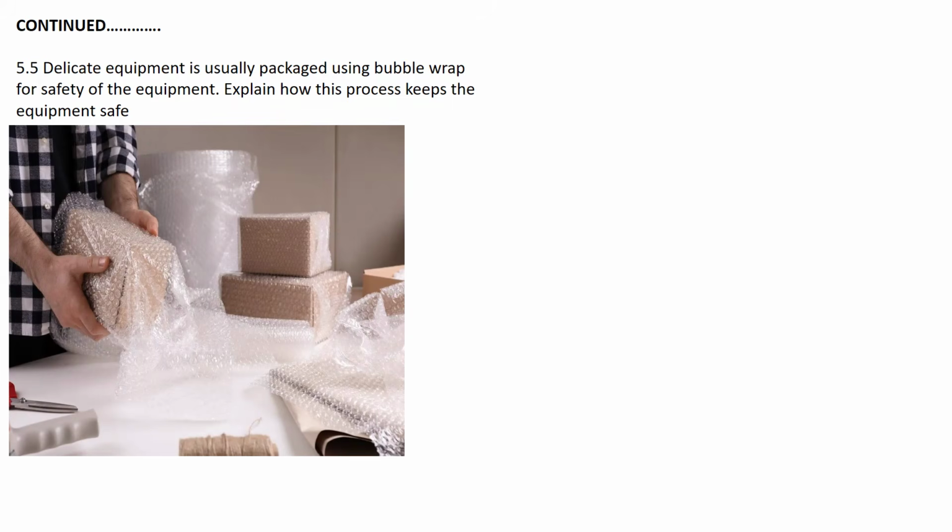Now, here's question 5.5. Delicate equipment is usually packaged using bubble wrap for safety of the equipment. Explain how this process keeps the equipment safe. How the bubble plastic keeps the equipment safe. Now, listen to me very carefully. In cases where the equipment falls to the ground, the moment it hits the ground, the air bubbles are first in contact with the ground.